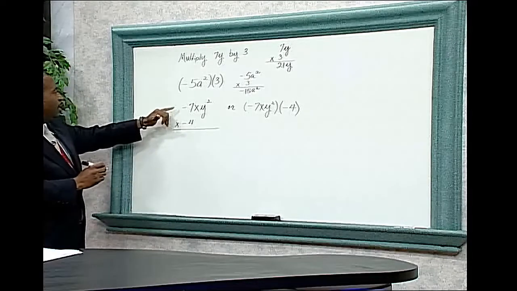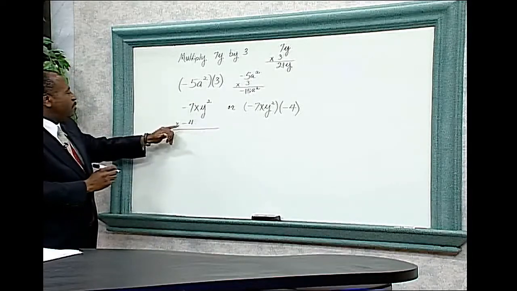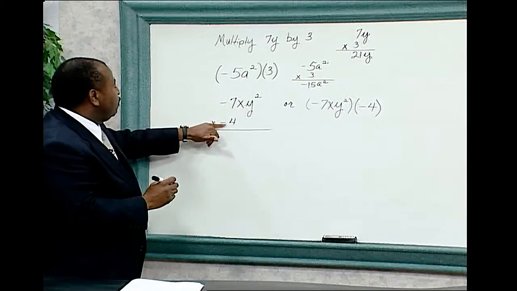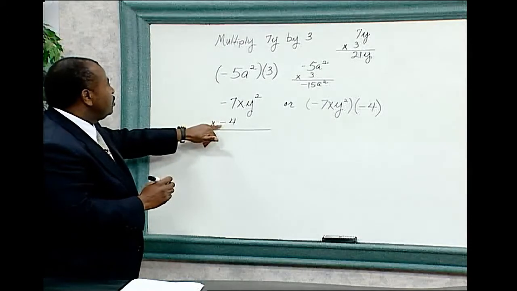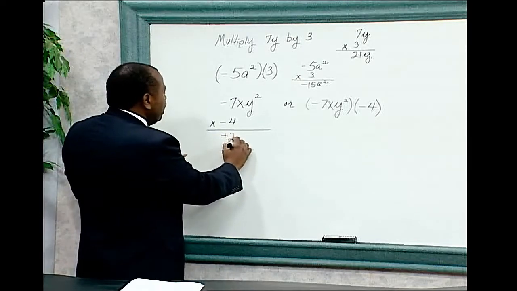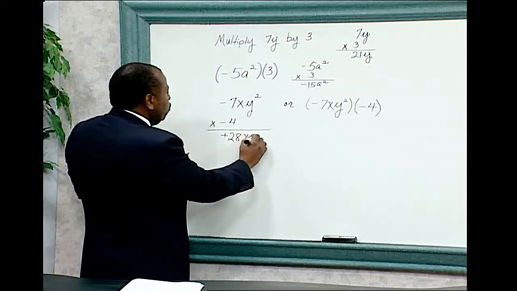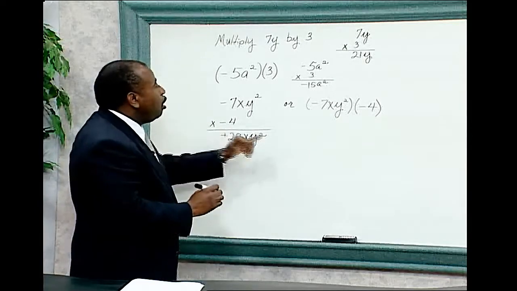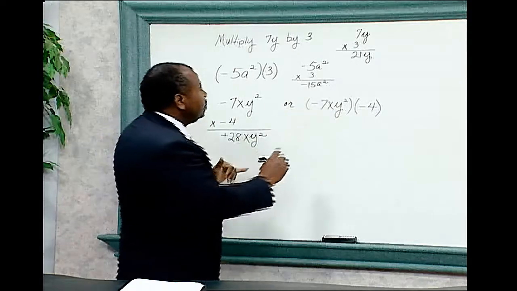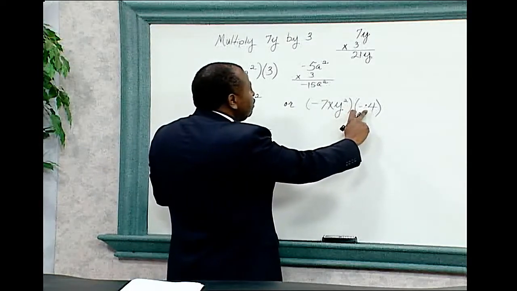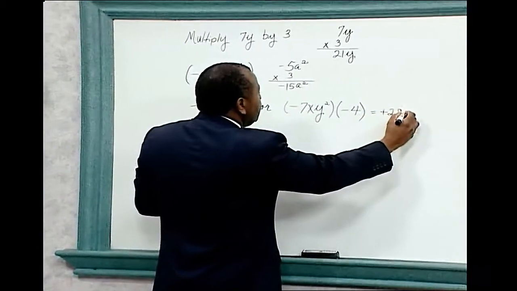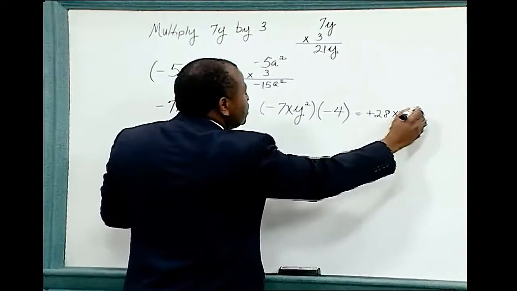Example 3. Negative 7xy to the second power times a negative 4. Multiply a negative 7 times a negative 4. Negative times negative, remember your rule for signed numbers, is equal to a positive 28xy to the second power. Or you can write this problem in a horizontal form and multiply a negative 7 times a negative 4, which is equal to a positive 28xy to the second power.